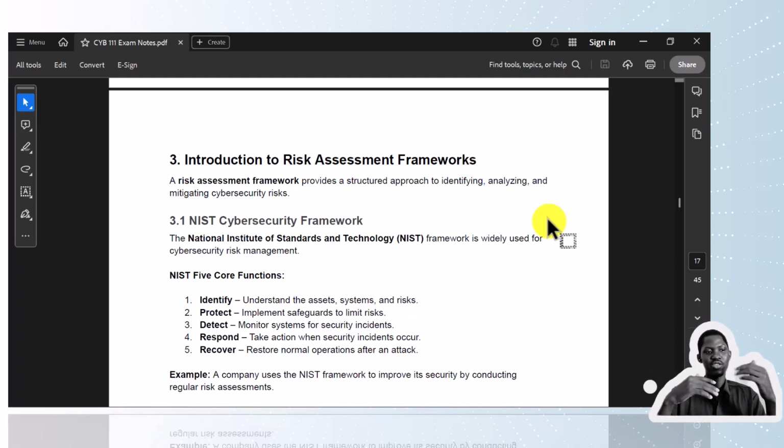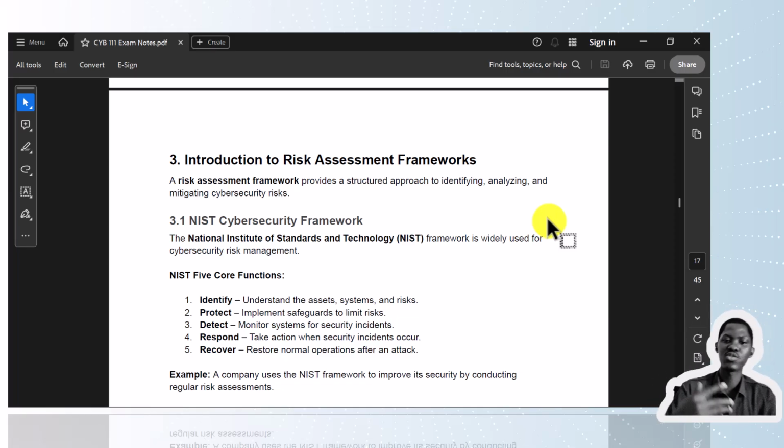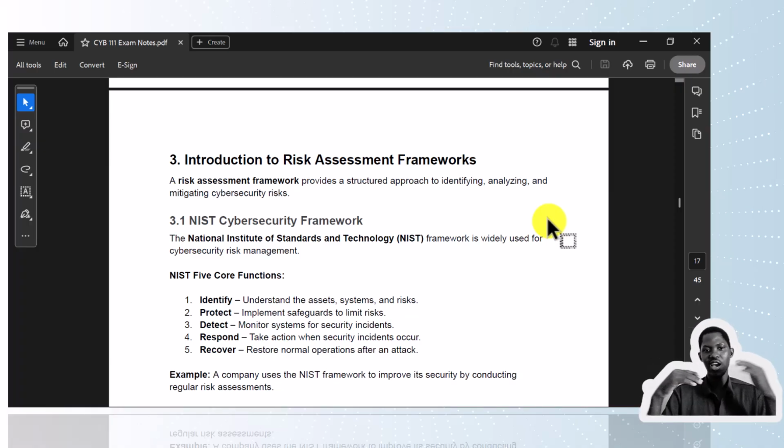You understand? In cybersecurity, what they say is, it is not a matter of if, it is a matter of when. So you are going to prepare for when it happens. So respond, take action when security incidents occur. Then recover, restore normal operations after an attack. So after an attack, you have to recover, you restore normal operations, like somebody that got sick now, you have to recover.